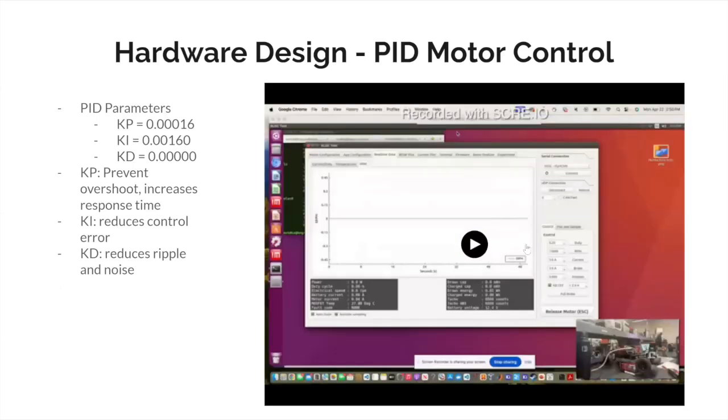PID control. This was a big portion of this project in relation to the Traxxas motor that we discussed earlier. I'm going to go ahead and play this video to show you guys the PID control that we have on the motor.